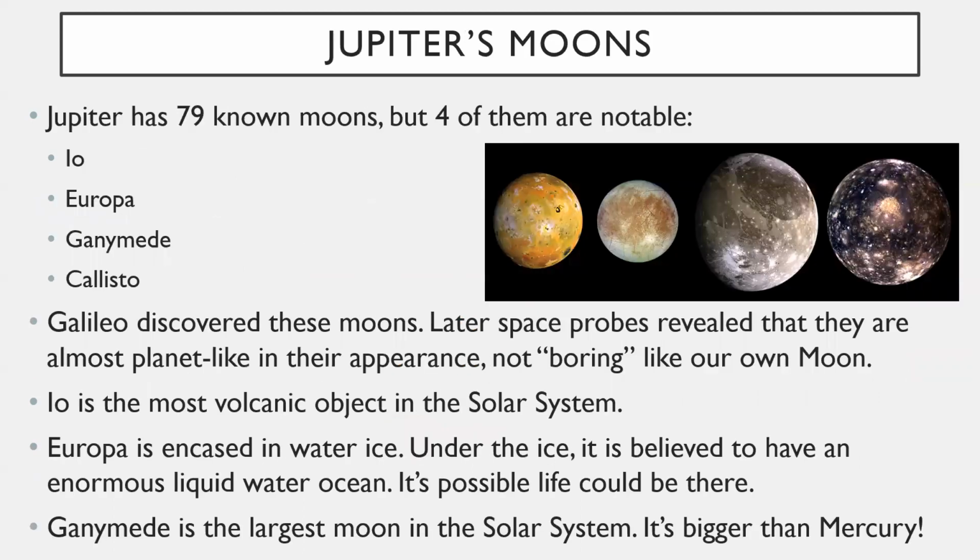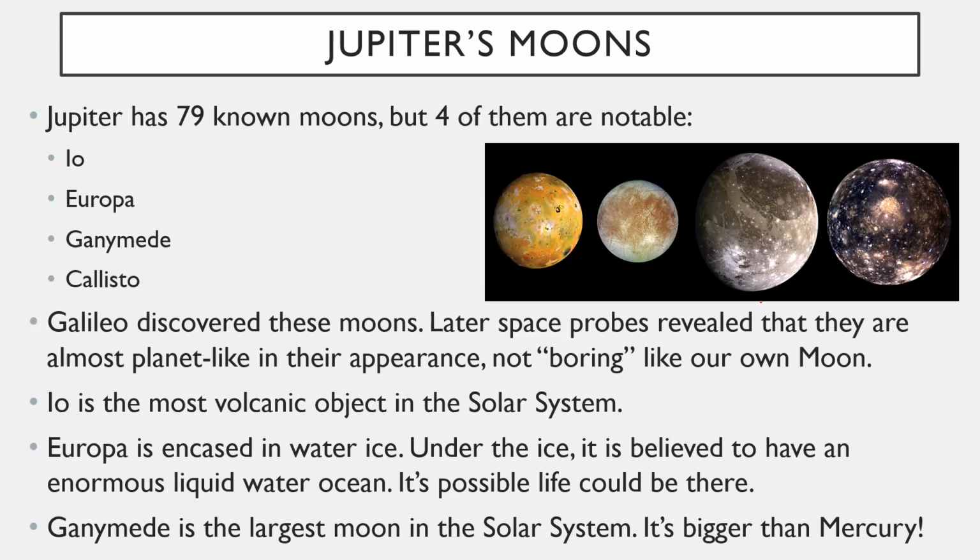Before we move on to the next planet, I want to talk about Jupiter's moons. Jupiter has 79 known moons, but 4 of them are notable. The 4 notable moons of Jupiter, here they are in this order. There's Io, that's this guy. There's Europa, there's Ganymede, and there's Callisto. Galileo, who we've talked about before, he actually discovered these moons.